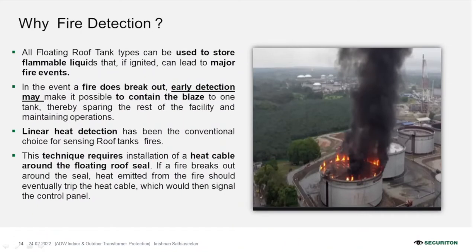And what we look into is that, normally, the factory or the people will make sure there is LHD, which is linear heat detection, a conventional solution most of the time for roof tanks because of its flexibility and the faster detection it can give in return. This technique requires heat cables running around the floating roof tank seal, which we call the rim seal application.